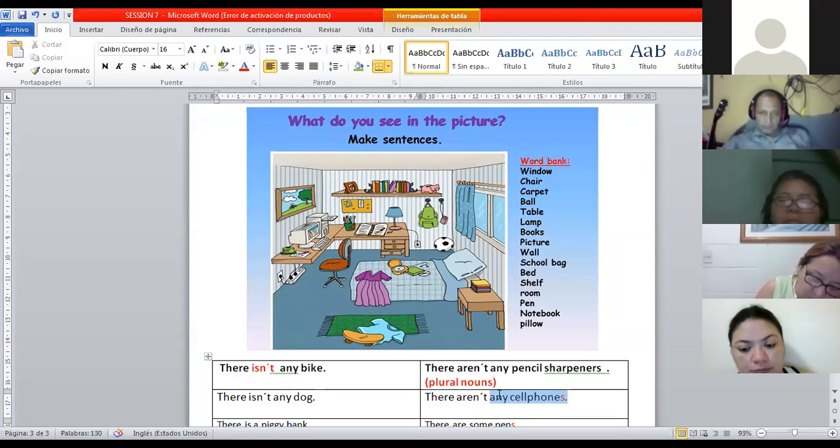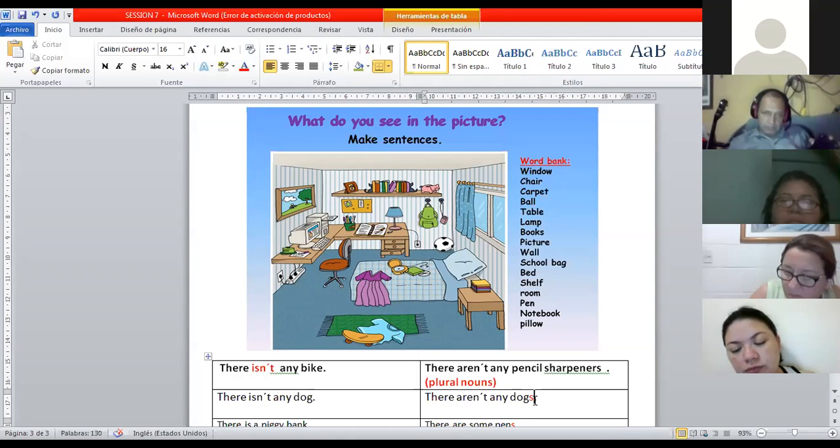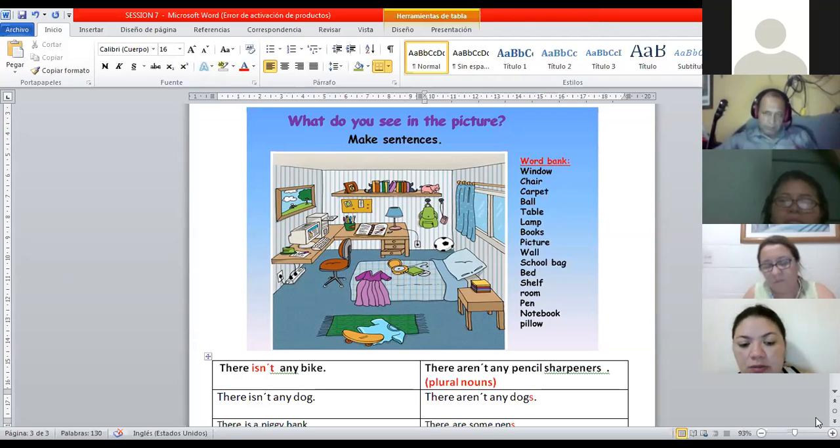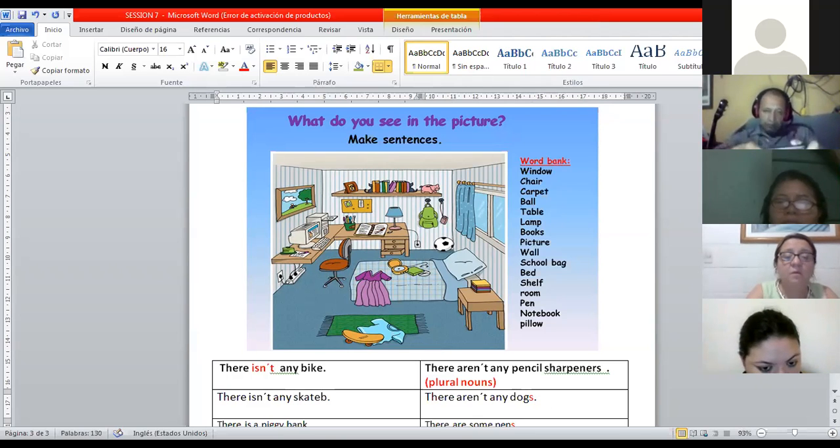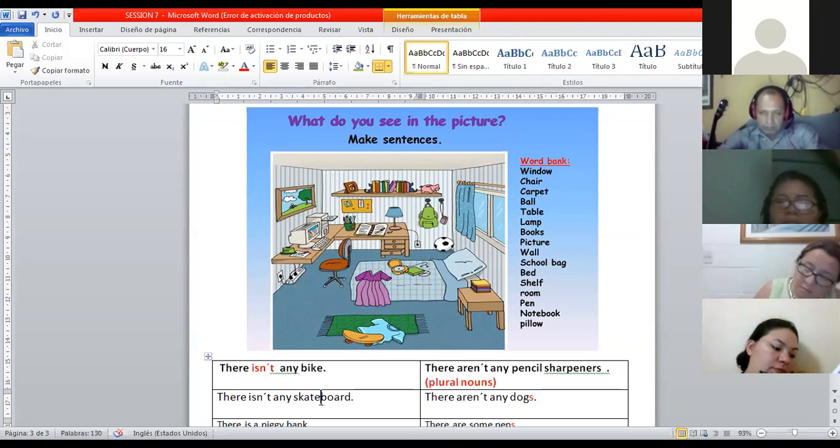Si estamos hablando de varios, there aren't any dogs, okay? There isn't any dog, there aren't any dogs. If you pay attention, the difference is this one. This is one. These are more than one, all right? Teacher, how do you see patineta? Skateboard. So I'm going to change dog, okay, for skateboard. All right, there isn't any skateboard, all right?